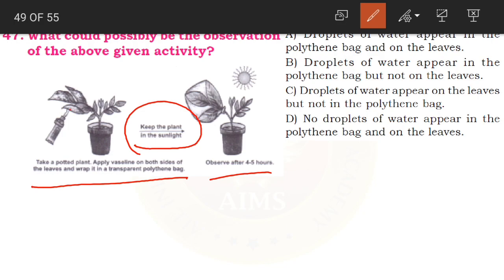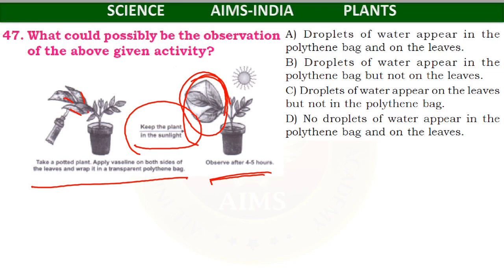So first, what did they do? They have applied Vaseline. You know Vaseline, children, a jelly type of substance. That is applied to the leaves on both sides, and they have kept this plant covered with the polythene bag. The leaves are covered with the polythene bag, and they have kept it in the sunlight for 4 to 5 hours. So what will happen after 4 to 5 hours?